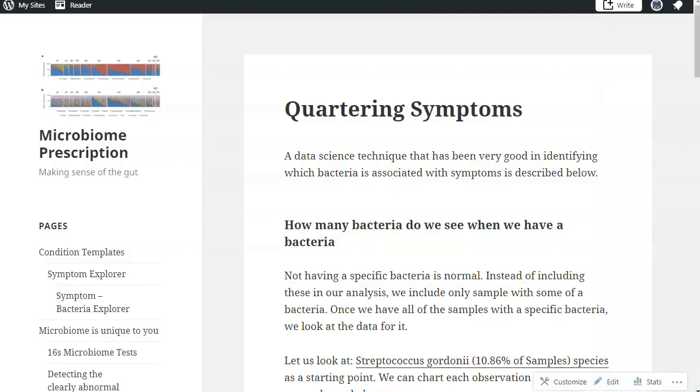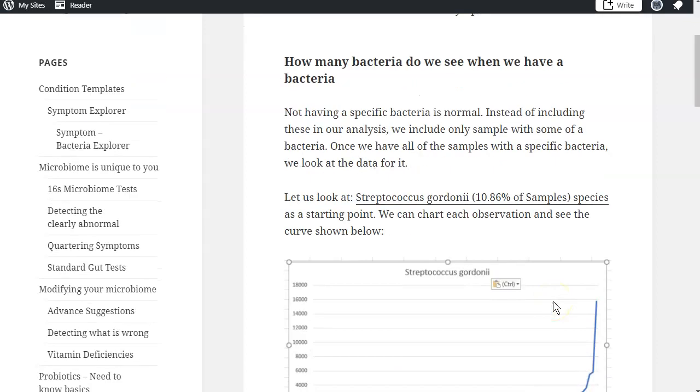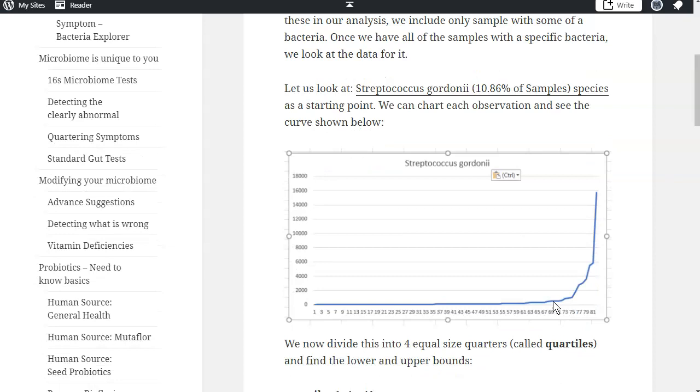What we do is a technique which is quartiling symptoms. So how many bacteria do we have? Let's take a look at one particular type of bacteria. If you look at everybody who has contributed samples and see how many you have of any bacteria, for example, Staphylococcus gordonii here, we go through and we can plot out the thing. And you notice that it's not a nice bell curve. It is a very skewed, that is very shifted curve.